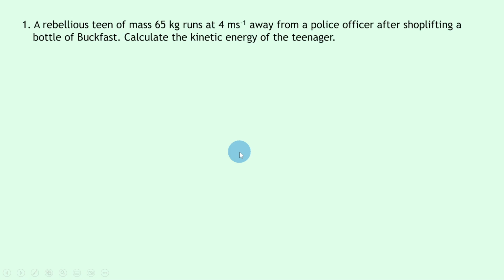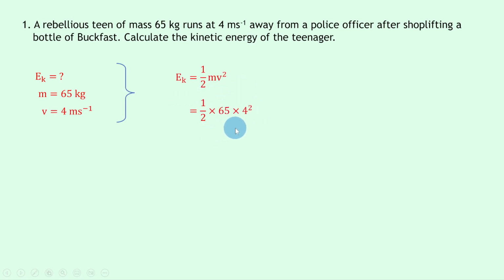While writing down what we know from the question, we're trying to find the kinetic energy EK. We know the mass of the teenager is 65 kilograms and the speed is 4 meters per second. So writing down our equation for kinetic energy, we have EK equals a half mv squared. Substituting in the numbers gives us a half times 65 times 4 squared. And if you put that into your calculator, you should get an answer of 520 joules.